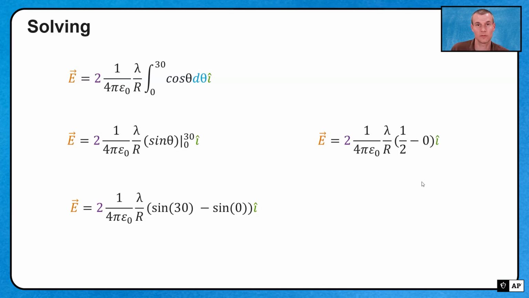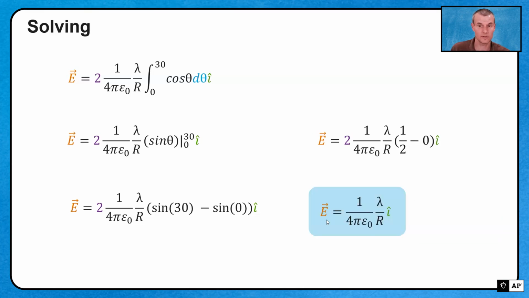So applying this whole thing through, we get the equation that our E field is equal to 1 over 4 pi epsilon naught, lambda over r, times i hat. That is the resulting value when we have that 60 degrees missing from our arc.